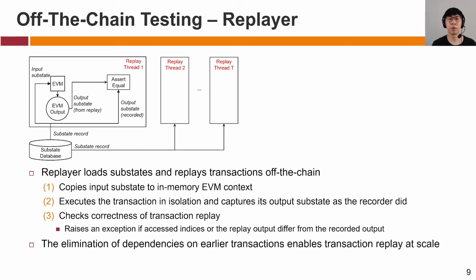Substates are sufficient to replay and validate transactions in isolation. The elimination of dependencies on earlier transactions enables transaction replay at scale.